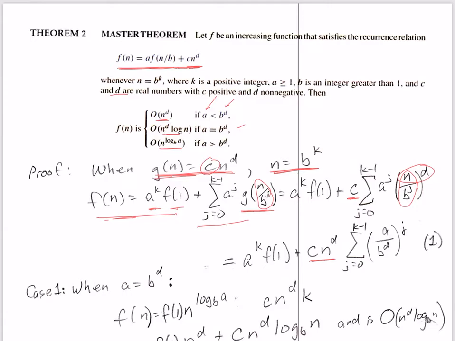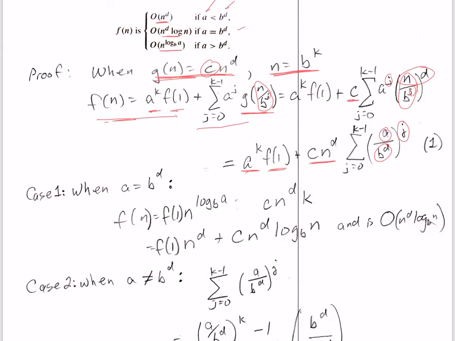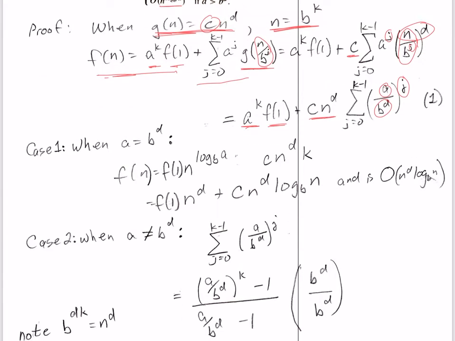And then I'll put a over b to the d, and then that ratio will be raised to the j power. So here's a to the j, b to the j. I bring b to the d into the denominator, a into the numerator, and then j will be the exponent in the sum. Everything else stays the same, a to the k times the initial condition. Now, we'll check our cases. First case will be when a is equal to b to the d.